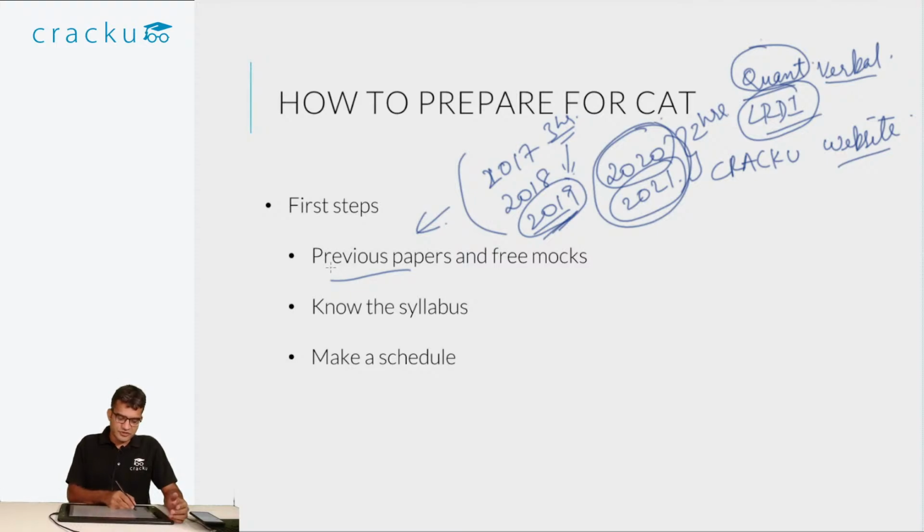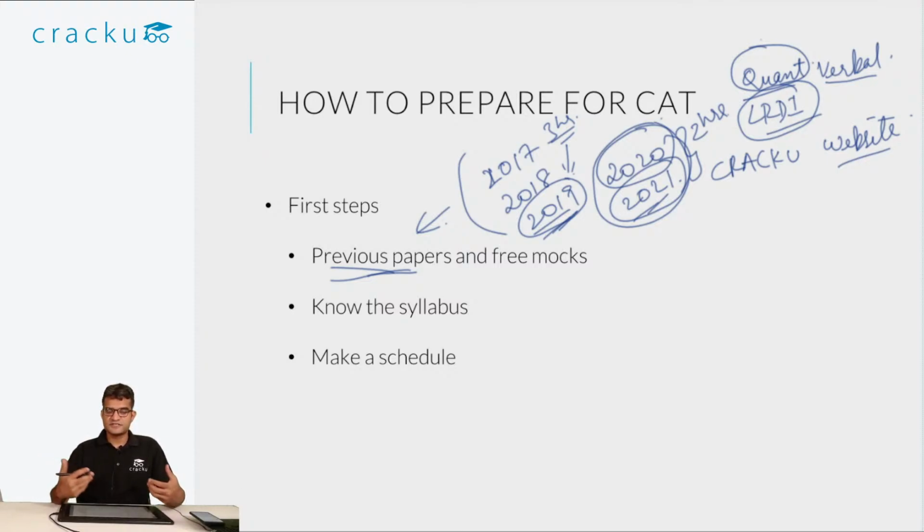So the first thing you should do is look at the previous papers of the 5 papers that I discussed and spend some time. For each of these years, there will be multiple slots. So spend at least one day on each of these slots. Go through all the questions. You need not answer all of them, but at least you should get a good idea about what are the kind of questions that are asked.